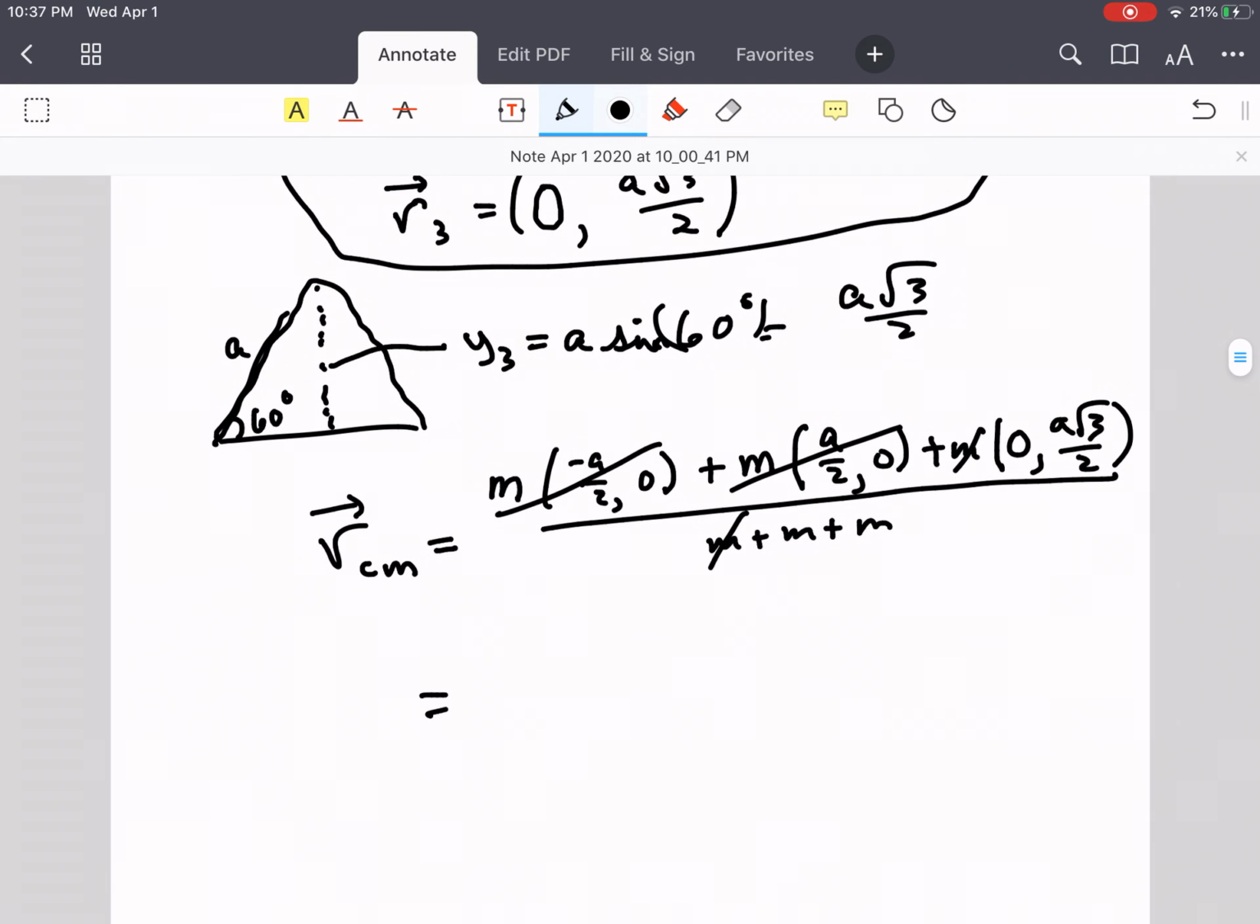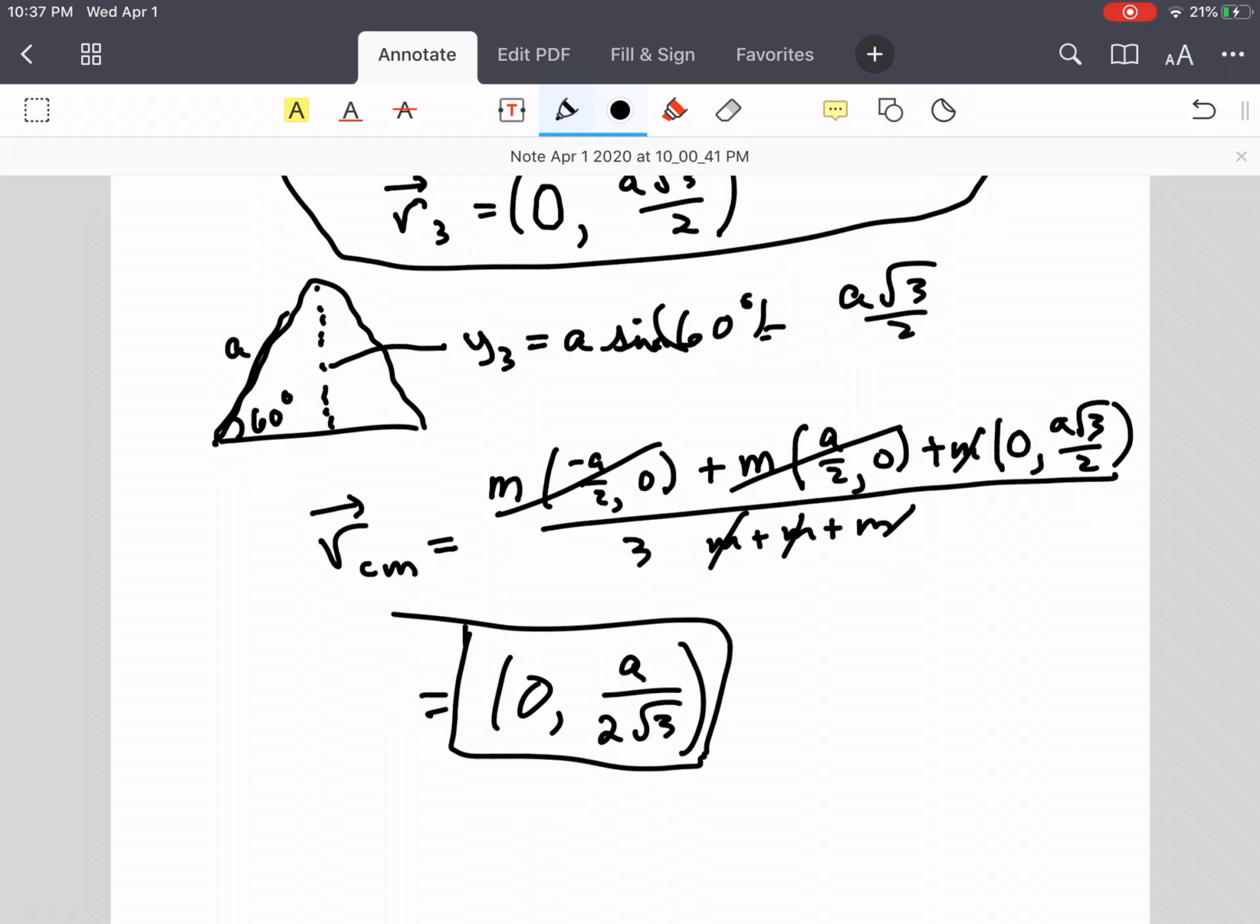And what I end up with is 1/3 of 0, which is 0, and 1/3 of a root 3 over 2, which is a divided by 2 times the square root of 3. So there you go. You can quickly confirm for yourself that this is the same exact point as that axis C that I had drawn earlier.